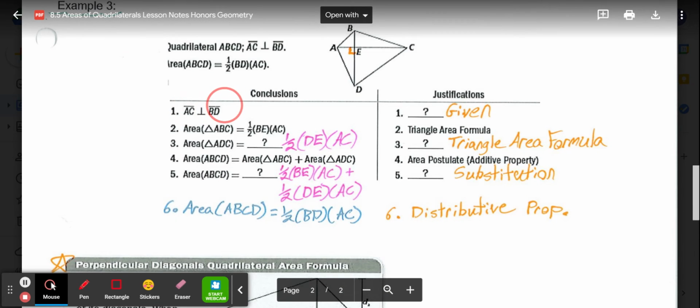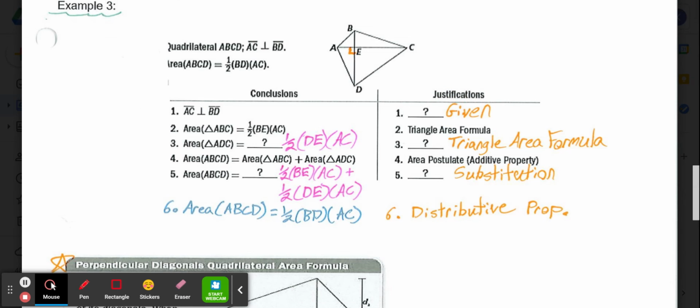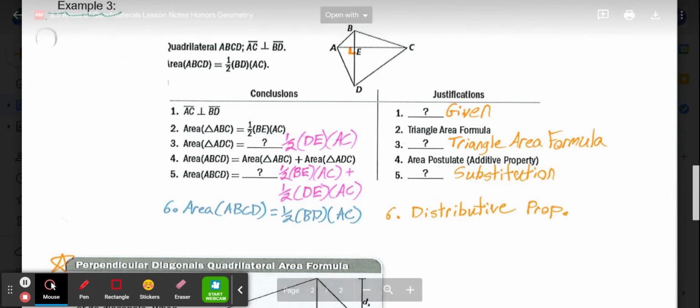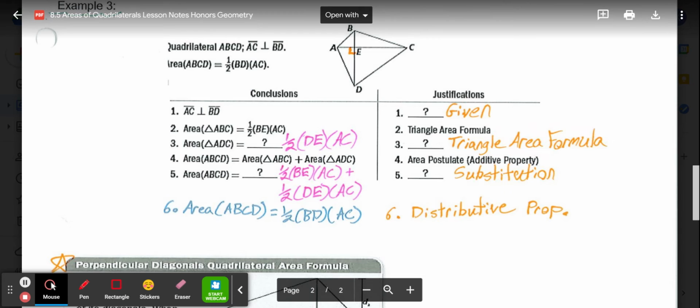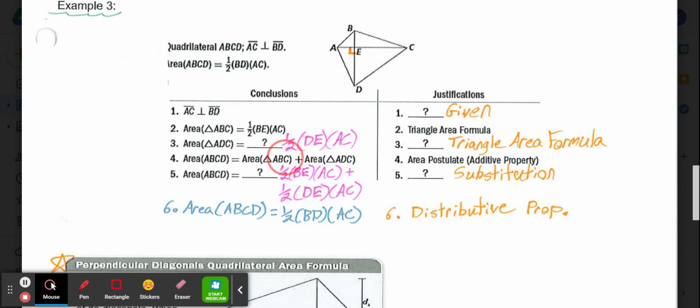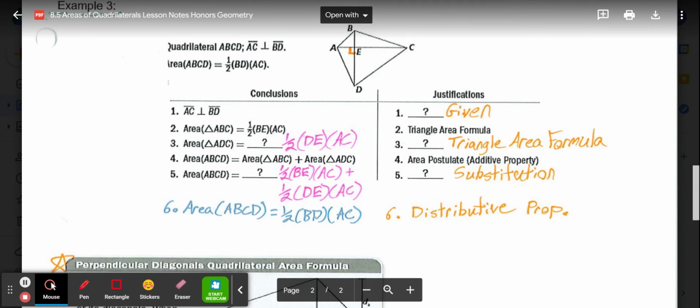First off, AC perpendicular to BD was given info. Then the area of triangle ABC is 1/2 segment BE times AC, which comes from the triangle area formula. The area of triangle ADC is 1/2 segment DE times AC, again justified by the triangle area formula. Then we know that the area of ABCD is the area of triangle ABC plus the area of triangle ADC. That comes from the area addition property, or area postulate. We can add the areas together to get the overall area.